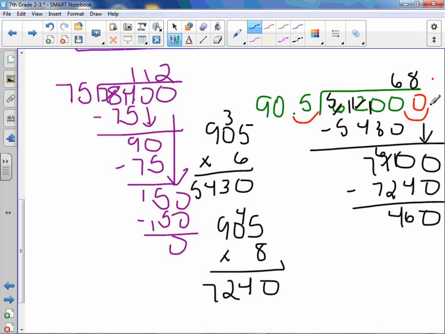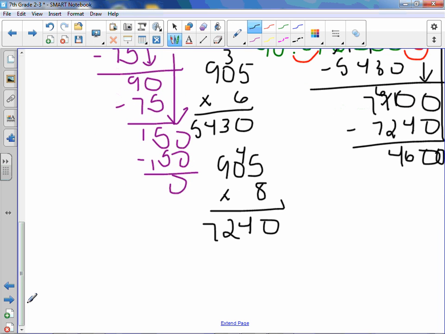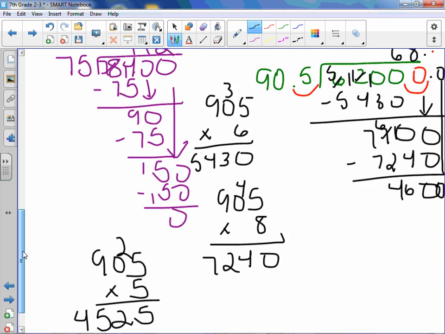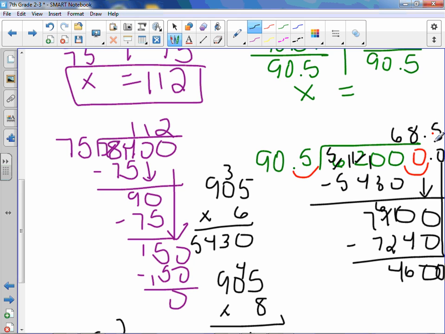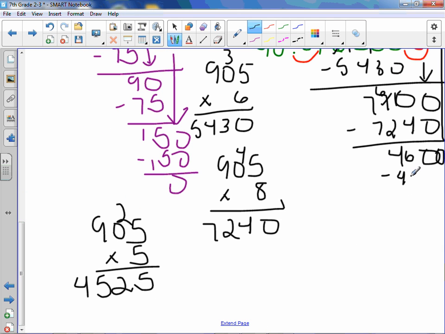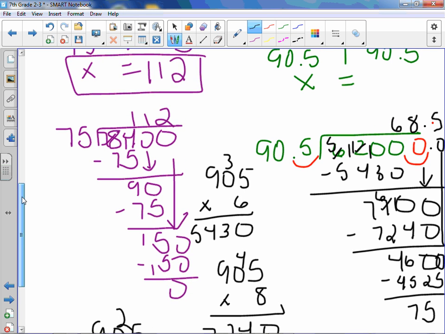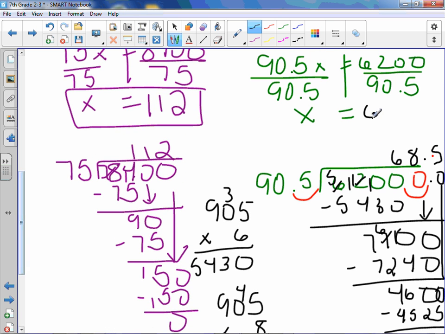Add a decimal point and a 0, which looks like I'm running out of room. 4,600. Well, 6 is too much. Let's try 5. Which would be 4525. And it looks like this is going to go on for a while, so I'm going to stop right there and say about 68.5.